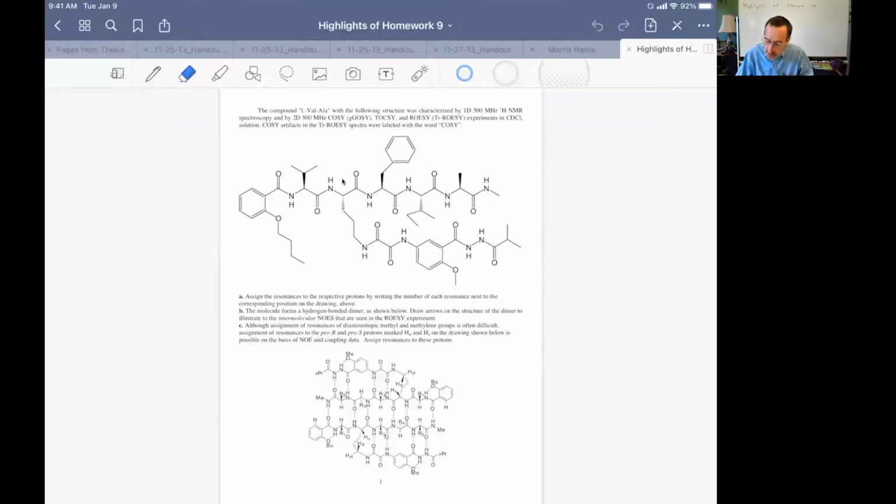So this is a molecule that contains a couple of aromatic rings plus a phenylalanine, and then several other amino acids, including valine and isoleucine. Michael Chung found that it formed a hydrogen bonded dimer, and you could very easily see this in the Rosie spectrum.